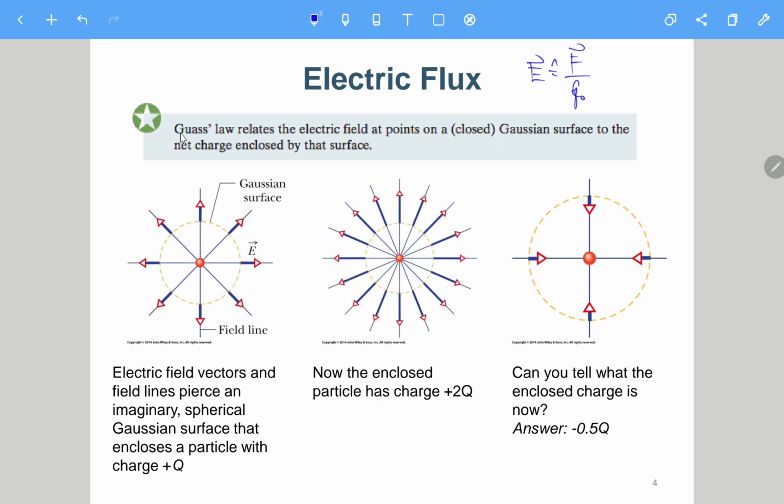Here it says the Gauss law relates the electric field at points on a closed or Gaussian surface. Usually the textbook calls it a Gaussian surface, but it actually means a closed surface, to the net charge enclosed by that surface. This sentence is very long, so you may not know what it means at this moment. So let's see.